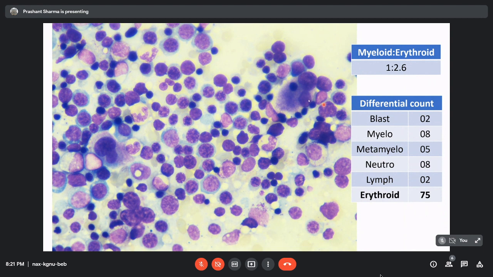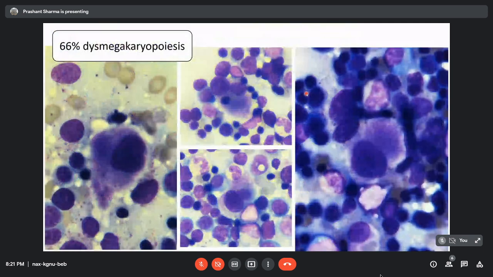Now look at the megakaryocytes. There are two megakaryocytes in this field, and both of these are small and hypolobate. So he's got dysmegakaryopoiesis. And this dysmegakaryopoiesis was really striking. Two-thirds of his megakaryocytes were dysplastic. Yeah? They're all small hypolobate megakaryocytes.